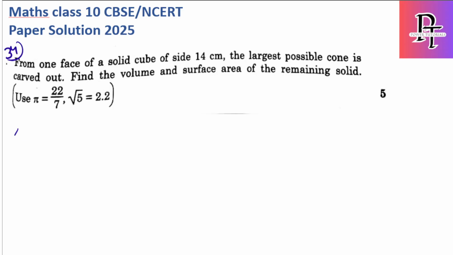So what is 34th question? One face of a solid cube. Okay, this is now related to surface areas and volumes. Good. So one face of solid cube is 14. So we have a cube which is having one side as 14. The largest possible cone is carved out. Okay, one cone has been carved out from this cube. Find the volume and surface area of the remaining solid. I think similar type you already got in other set. I think in that question we have a cylinder type of question. Here it is a cube type of question.